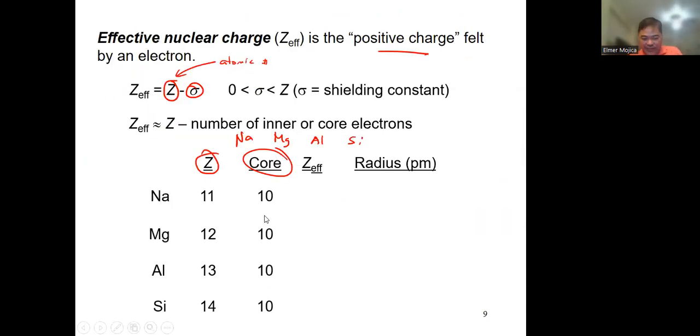So as you can see, it's the same there. If you're going to look at Z, which is the atomic number, minus the number of inner or core electrons, you have the effective nuclear charge increasing. And if you're going to look at the effect of this on radius, this is what you see. As the effective nuclear charge increases, what happens to the size?